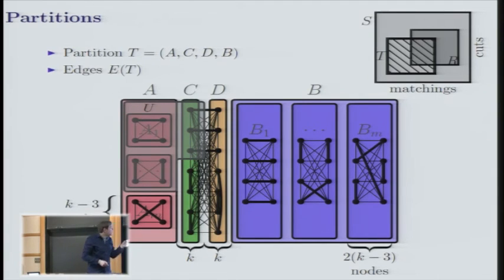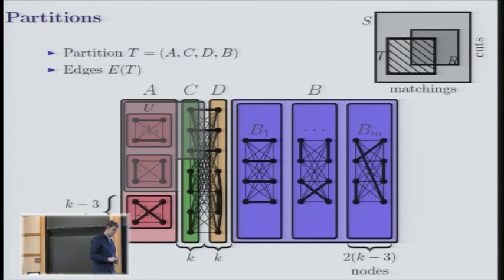Now, why should I do that? If you look at a matching and a cut that corresponds to the partition, then where can they intersect? They can only have intersection here, right? And we have only a constant number of nodes here and a constant number of edges. So we only have a constant area where the cut and the matching can actually intersect. And this helps us a lot in order to control their intersection patterns.